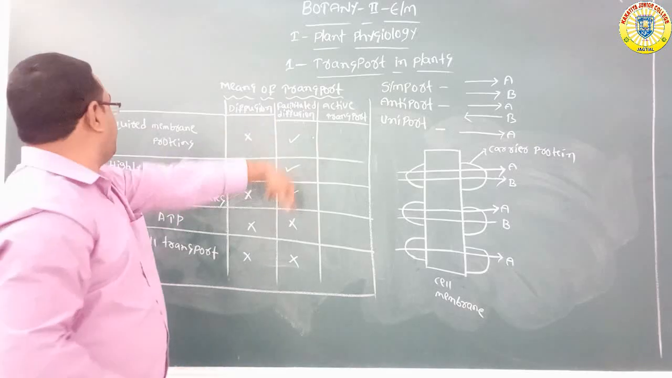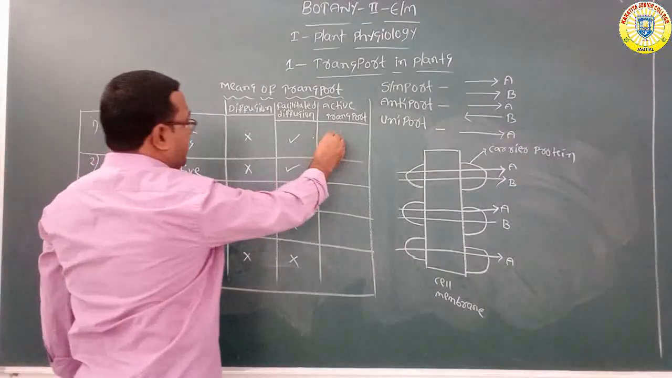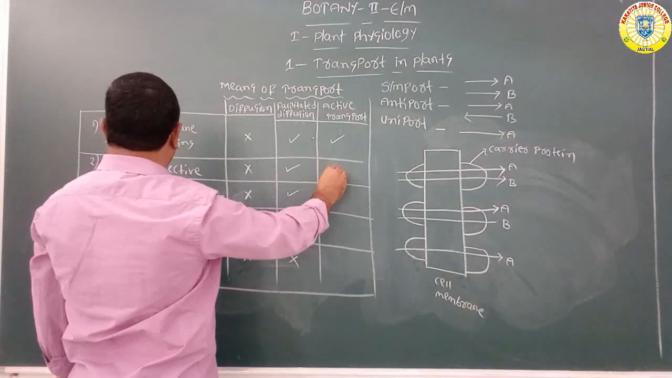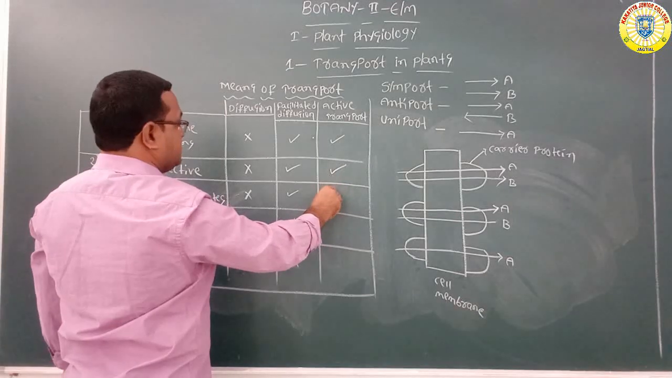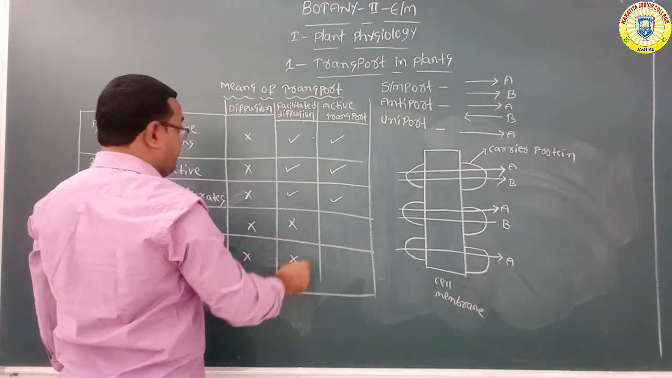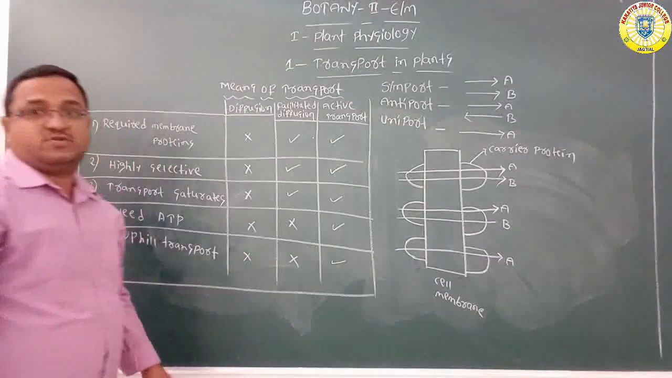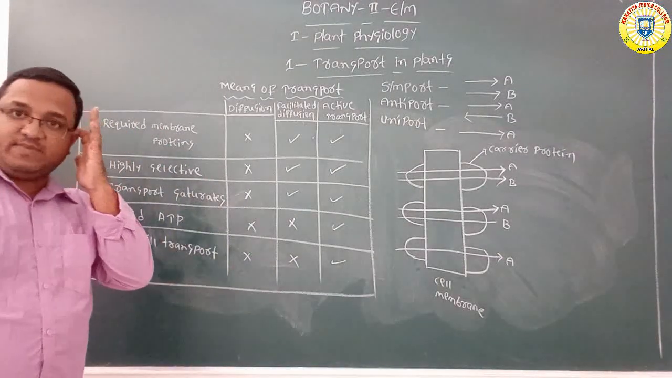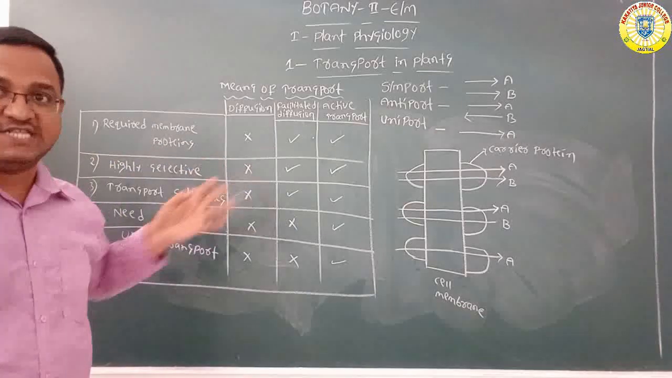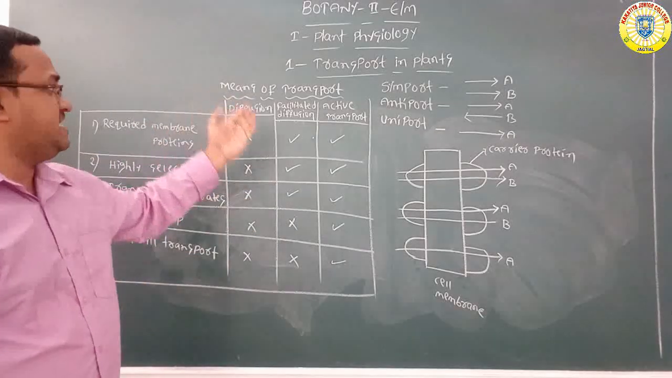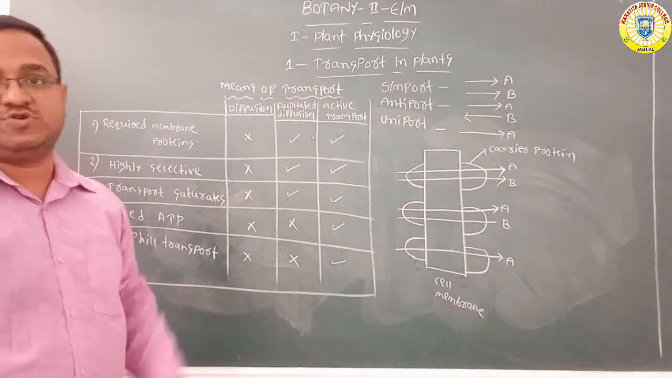Now coming to active transport: requires membrane proteins, yes. Highly selective, yes. Transport is saturated, yes. Needs ATP, yes. Uphill transport, yes. Okay. So these are the differences between these three means of transport: diffusion, facilitated diffusion, and active transport.